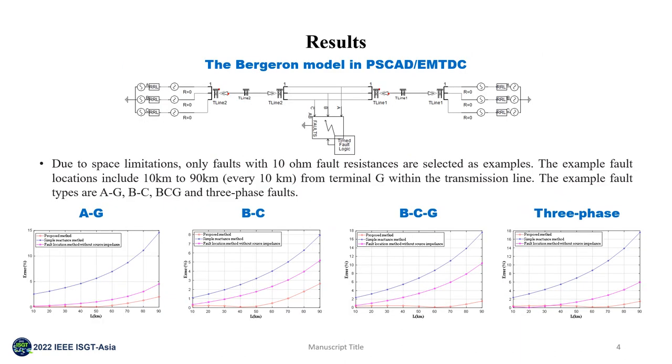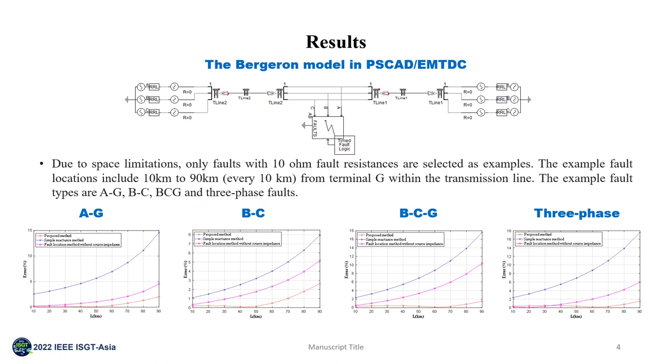An example two-terminal three-phase transmission line is built in PSCAD/EMTDC. The system is the same as in the figure. The distributed parameter line model in PSCAD/EMTDC is utilized for simulation. The transmission line is a 500 kV line with the fundamental frequency of 50 Hz and a total length of 100 km. The source impedances are ZG1 equal to ZG0 equal to 3 plus j15 at terminal G, and at terminal H, ZH1 is equal to ZH0 is equal to 6 plus j24. The source at terminal H leads the source at terminal G by 10 degrees.